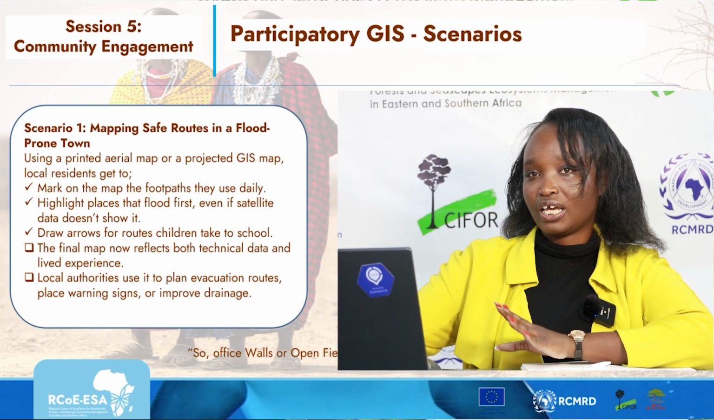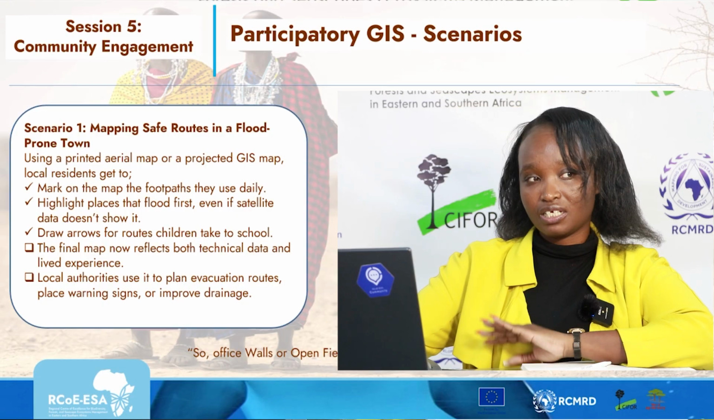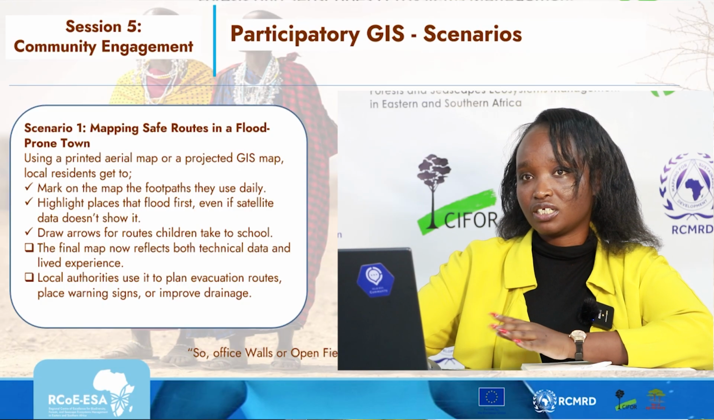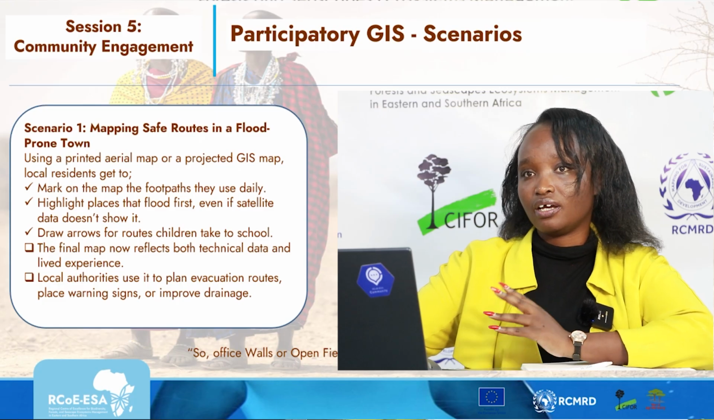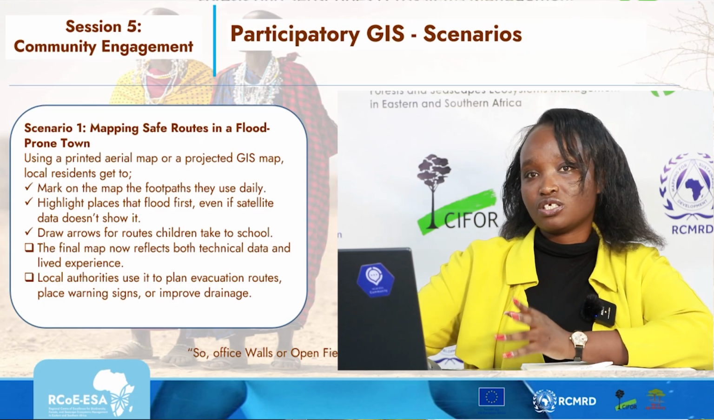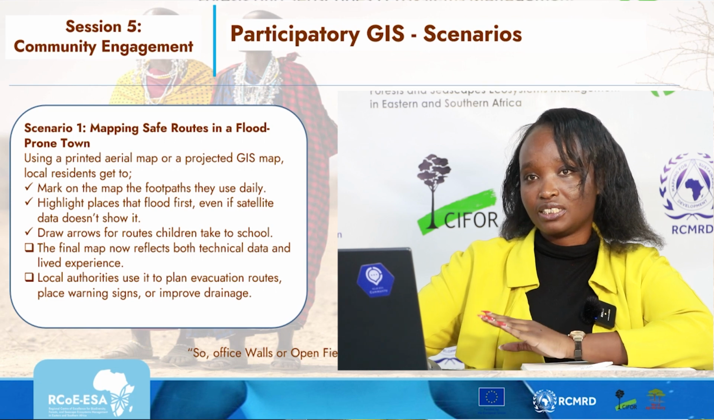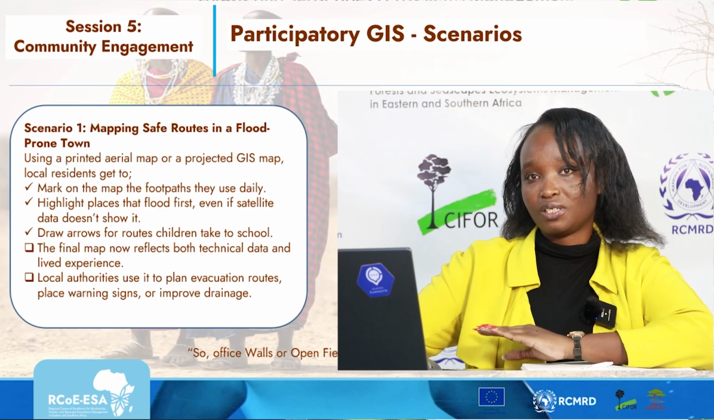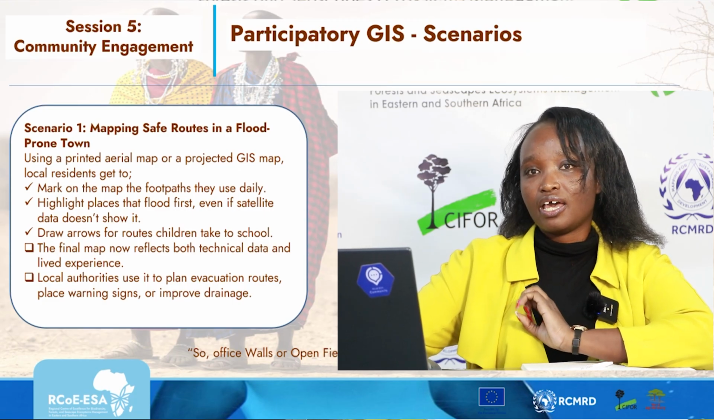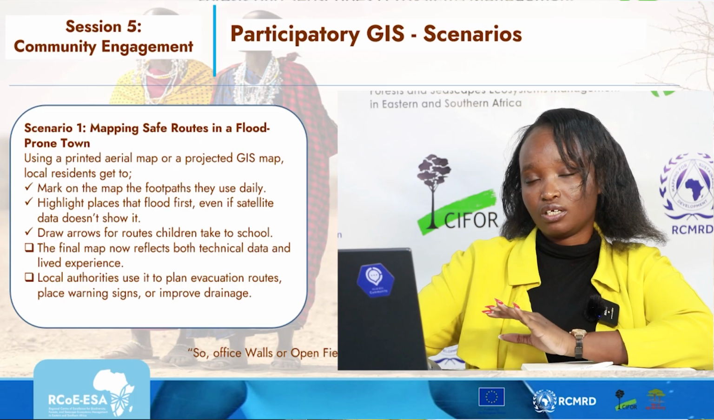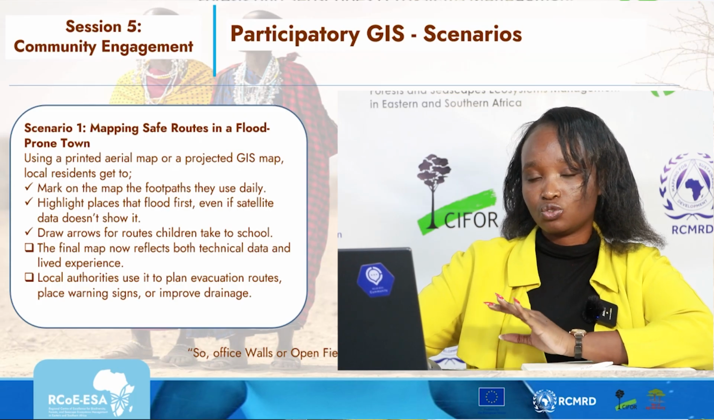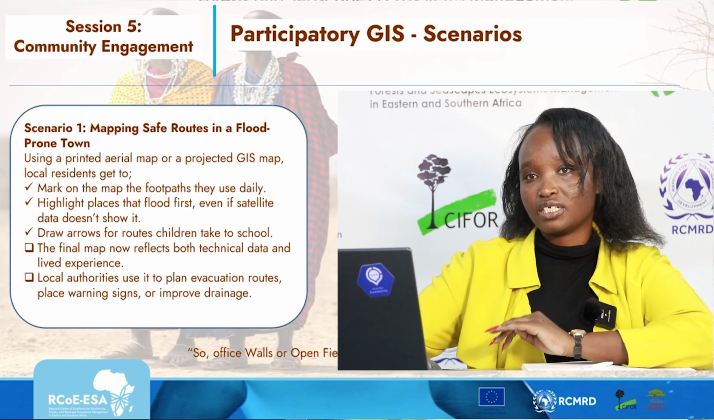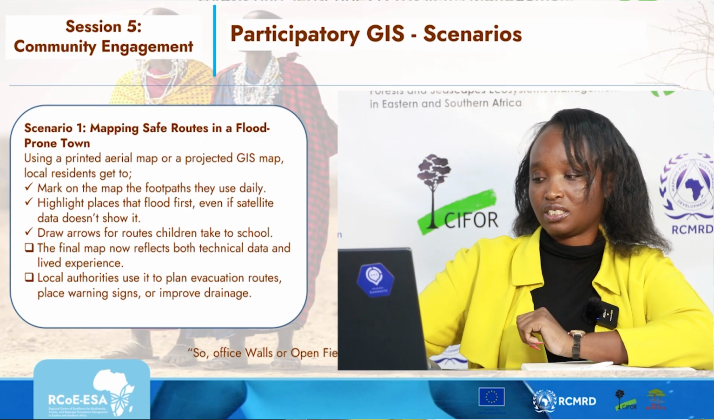Then they will also highlight the places that flood first in case of flooding. They will then draw arrows and routes that people and children often take to schools. The result of this is you'll now have a map that is reflecting both your technical data and the lived experiences of these residents. And as local authority personnel, you'll use this plan to come up with evacuation routes and also place warning signs in these specific places.